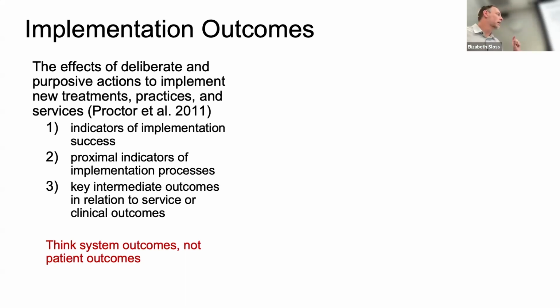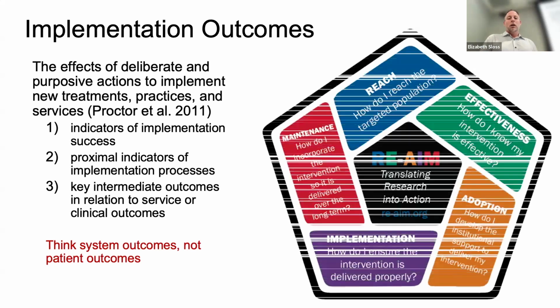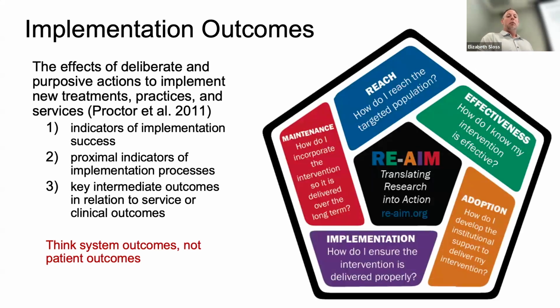So in this case, think system outcomes, not patient outcomes, right? One of the most common, actually the most common and most cited and used implementation evaluation framework is RE-AIM. We'll go into each of these here on the next slide, but essentially it's the reach, effectiveness, adoption, implementation, and maintenance of an intervention when it's delivered in an implementation context.